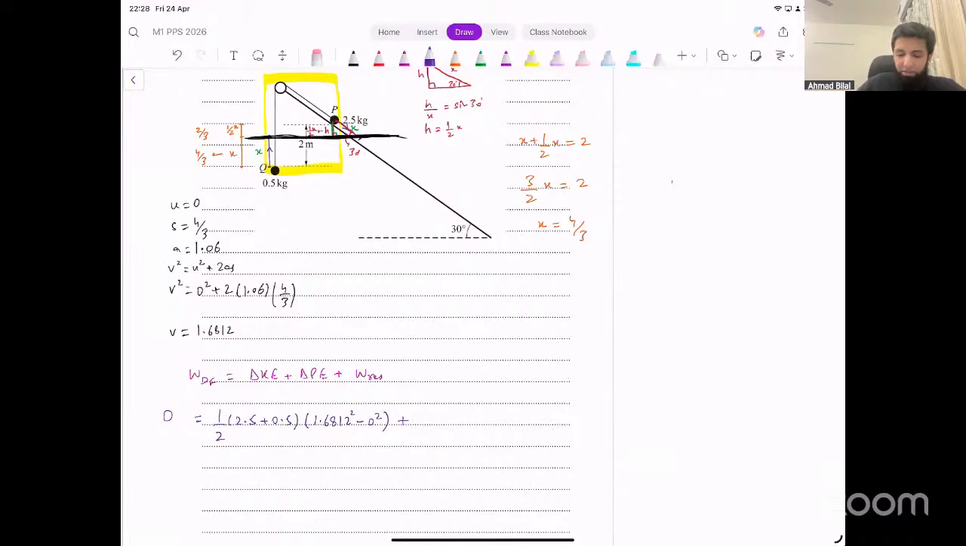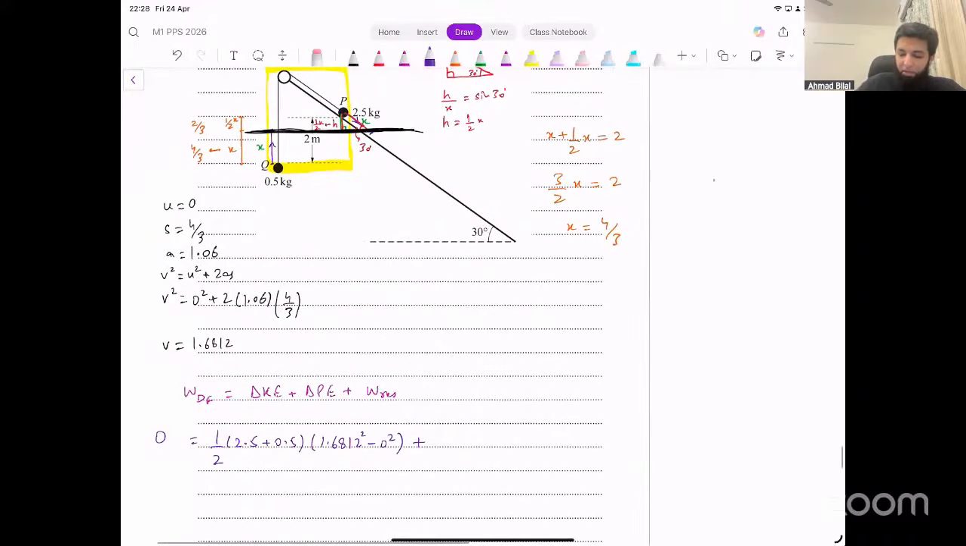What about the change in potential energy for P? mgh: 2.5 into 10 into change in height. How much is the height changing for P? 2 over 3 units, and it is decreasing, so we'll say this is minus 2 over 3. What about Q? Mass of Q is 0.5 into 10 into change in height. That's increasing, so that will be positive 4 over 3.